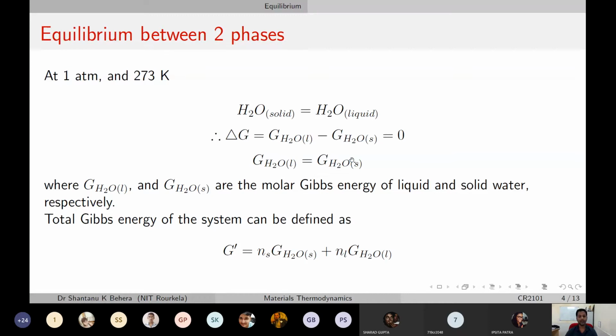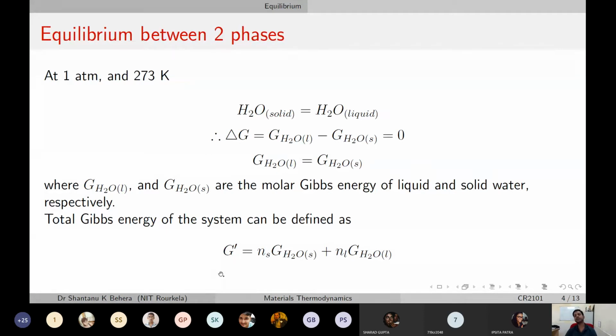Now, if you want to take a gross estimation of what the total free energy is, you can write G prime is equal to the number of moles of solid water multiplied by the molar free energy of solid water, plus the number of moles of liquid water multiplied by the molar free energy of liquid water. It's like how you calculate the price of a fruit basket of different units of different kinds of fruits, right? So this is just an indication as to how you can calculate the total energy.